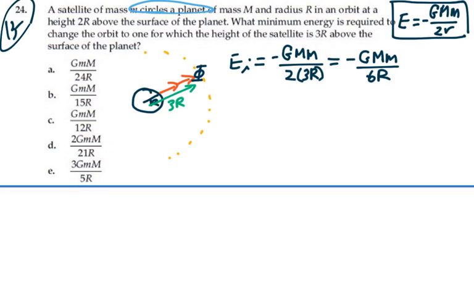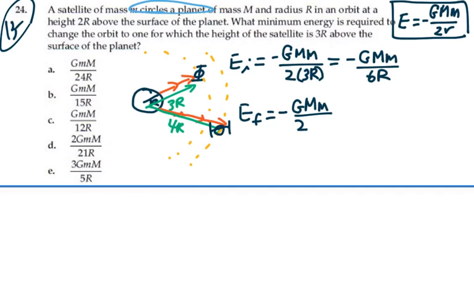We are going to change to a new radius that is actually 3r above the surface of the planet. So we're going to go r, r, and then another r. And hence our total distance from the center of the planet is going to be 4r away in our new orbit for the satellite. So our final energy is that of a stable satellite in orbit, which is going to be negative GMm over 2 times the radius of our new orbit, which is actually 4r. This is going to be a negative GMm over 8r.